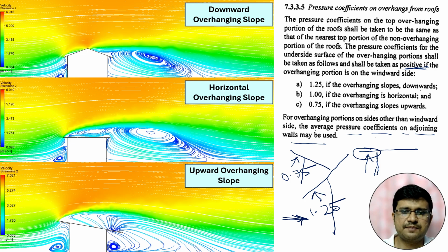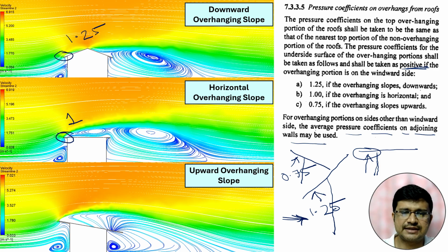Now this is the condition. First, this is the condition of an overhanging roof when the overhanging slope is downward. So here we will consider the value of 1.25. Here we will consider the value of 1.25. This is the condition of a horizontal overhanging roof. Here we will consider the value of 1. Here we will consider 1. Here we will consider 1.25.